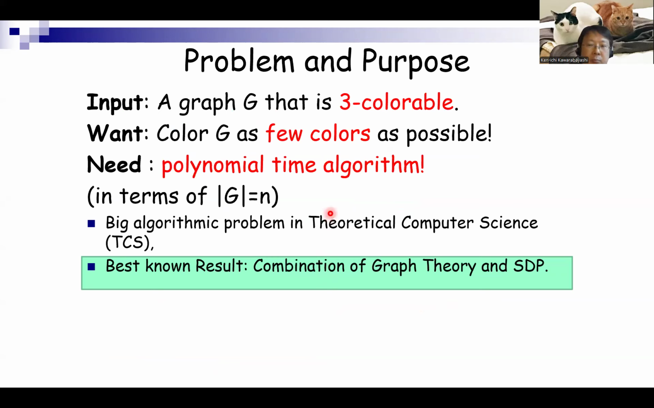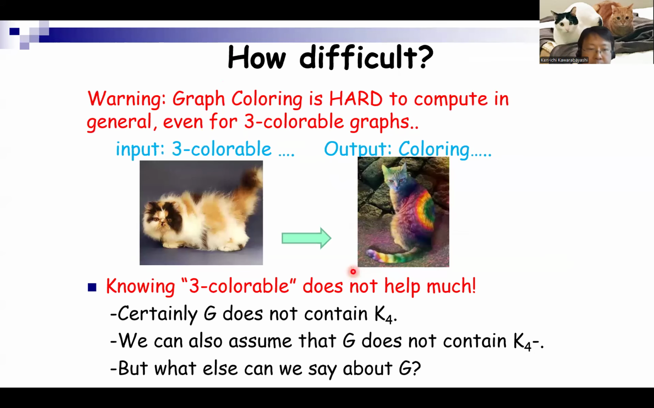Again, the problem is that the graph is three-colorable. So the input graph is a three-colorable graph, and your task is to color the graph with as few colors as possible with a polynomial time algorithm. It turns out that the best known algorithm is a combination of graph theory and SDP results.